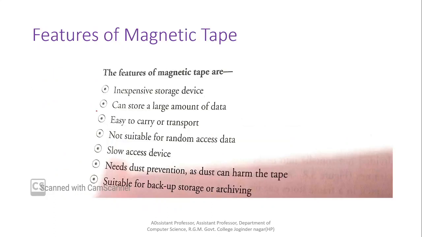So the main features of magnetic tapes are: they are inexpensive storage devices, they can store a large amount of data, and they are easy to carry, or portable in nature. They are not suitable for random access data because they are sequential access devices. The access time is much slower as compared to other secondary storage devices, and they need dust prevention as dust can be harmful for the tape. They are mainly suitable for backup storage or for archiving.